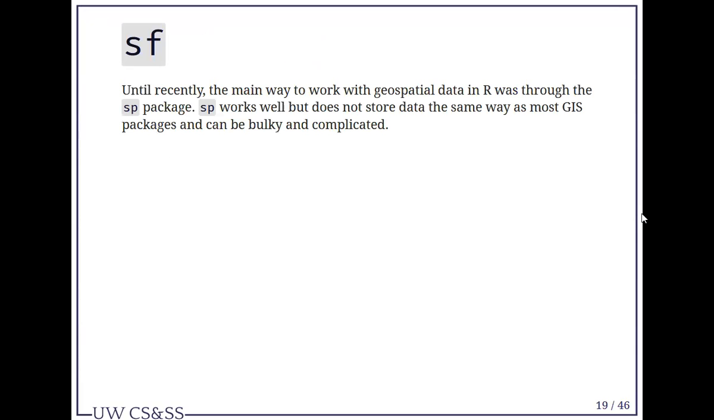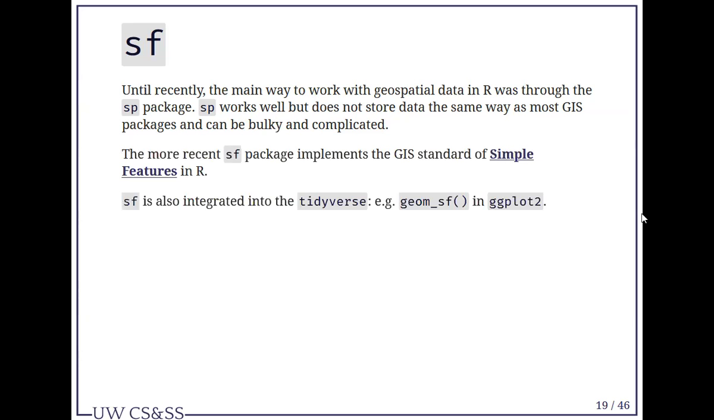So there's a package called sf, short for simple features. And until recently, the main way to work with geospatial data in R was through a package called sp. sp works well, but does not store data the same way that most GIS packages do, and can be bulky and complicated and hard to work with other colleagues who are used to the regular way that GIS works. The more recent sf package implements the GIS standard of simple features in R. sf is also integrated into the tidyverse. geom_sf, for instance, exists in ggplot2.